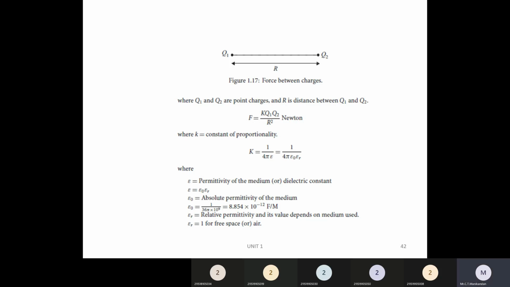Epsilon equals epsilon naught times epsilon r. Epsilon naught is called the absolute permittivity, 8.854 into 10 power minus 12. And epsilon r is the relative permittivity; its value depends upon the medium used. So epsilon r equals 1 for air or free space, and for different media the values will be different. This is the basic thing you will be having there.